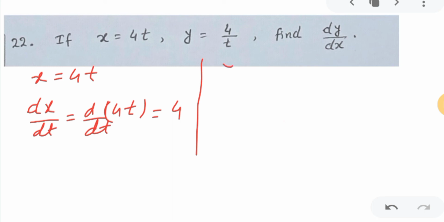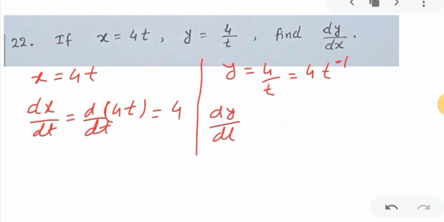Now similarly y is given as 4 upon t. So 4 upon t I can write as 4 into t to the power minus 1, correct, because in algebra you will use the x to the power n formula, so I will make it in x to the power n form. So 4 upon t I can write as 4 into t to the power minus 1. Now I will find dy upon dt.